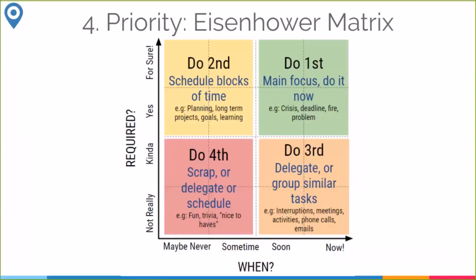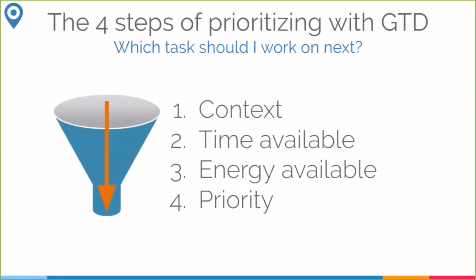So that's how we think about prioritizing within getting things done. These are the 4 steps defined within GTD for prioritizing. The Eisenhower Matrix within step 4 is something that I like to add in there as the way to do that prioritization within that step 4.